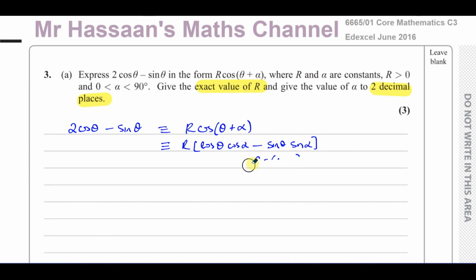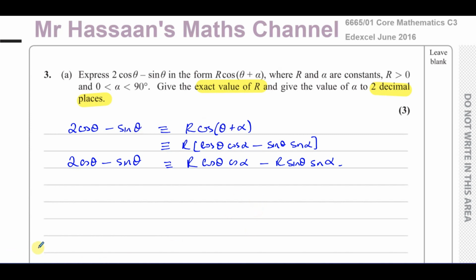Then we've got this r that's multiplying both of these terms, so to make it complete, we multiply r with these two. We have r cosine theta cosine alpha minus r sine theta sine alpha. So 2 cosine theta minus sine theta can be expressed like this. If we can find the value of r and the value of alpha, we can fill those parts in and write this in this form. This is what we're going to do now.